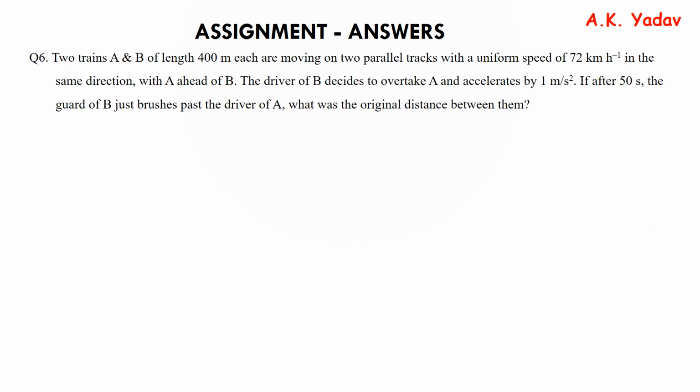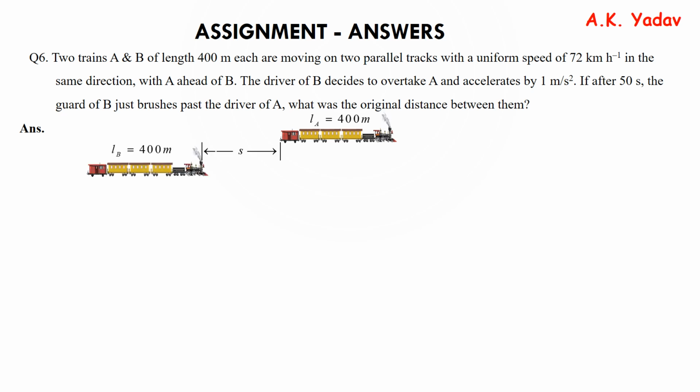Question number 6. Two trains A and B of length 400 meter each are moving on two parallel tracks with a uniform speed of 72 km per hour in the same direction, with A ahead of B. The driver of B decides to overtake A and accelerates by 1 meter per second square. If after 50 seconds the guard of B just brushes past the driver of A, what was the original distance between them? So this is train A, this is train B. The distance, let us suppose, is S.